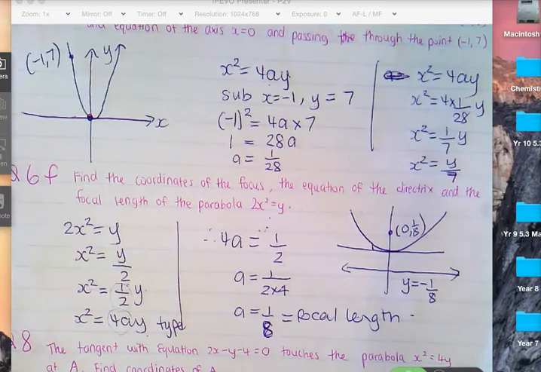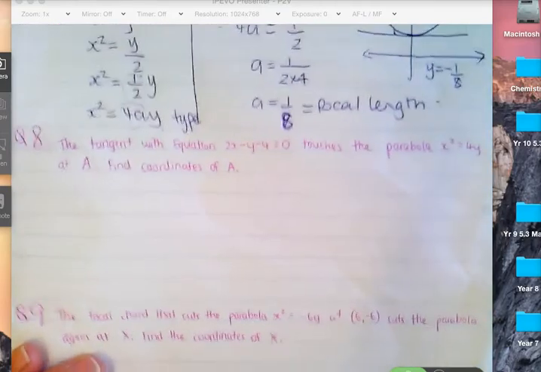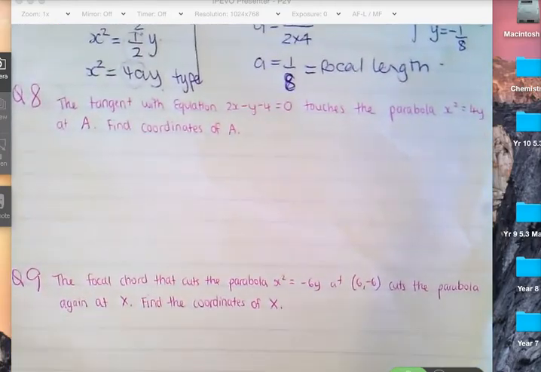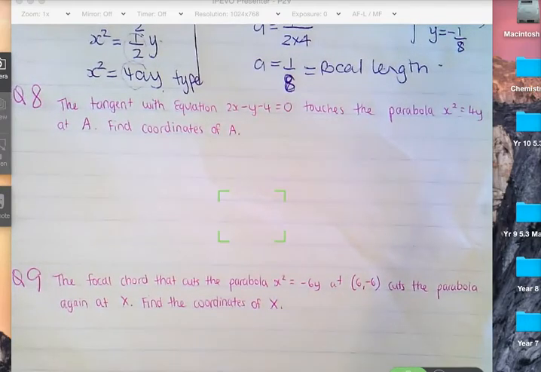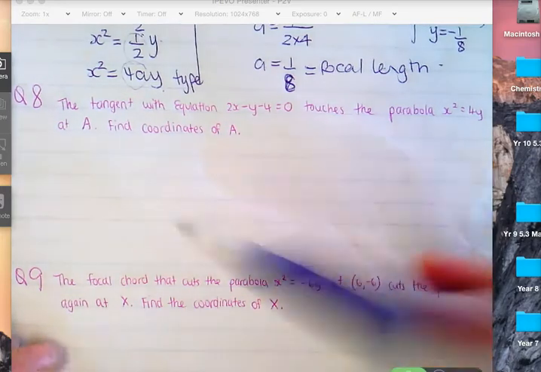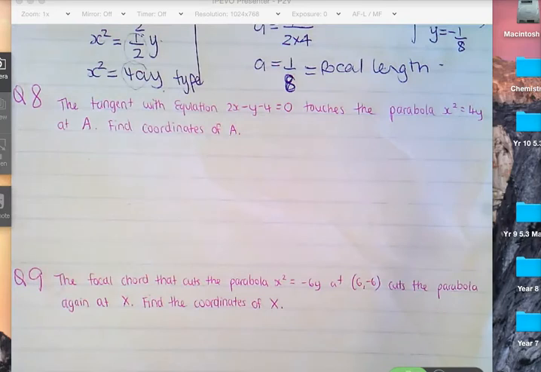Okay? Next. All right. Now, question 8. A tangent. So we've got a tangent with equation 2x minus y minus 4 equals 0. It touches the parabola. Girls, to find the coordinates, it's just like you're solving where this parabola touches the tangent. You want the point of contact of two equations, solve simultaneously. That's it.